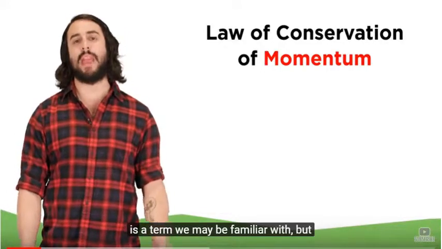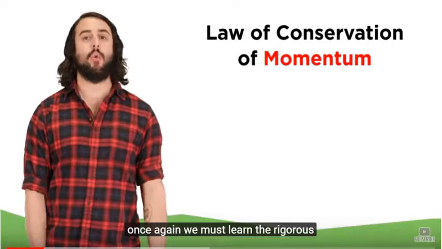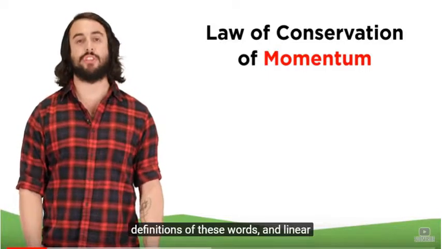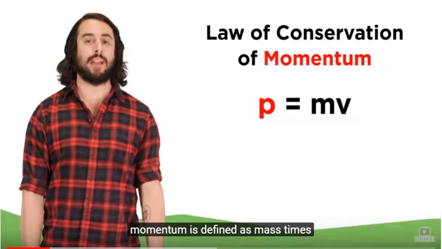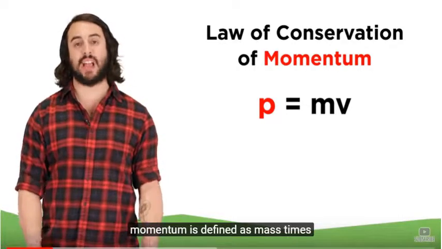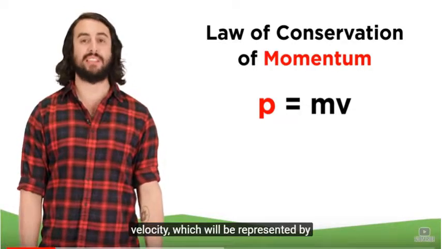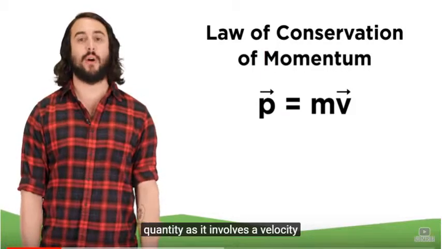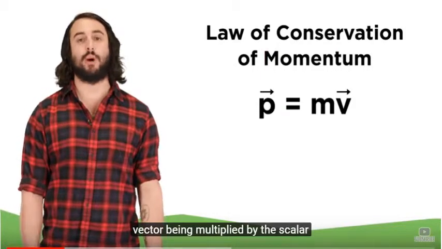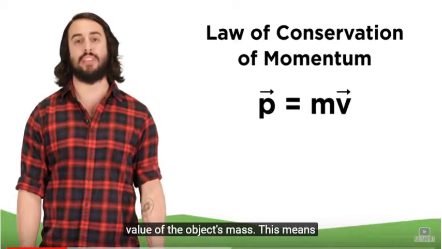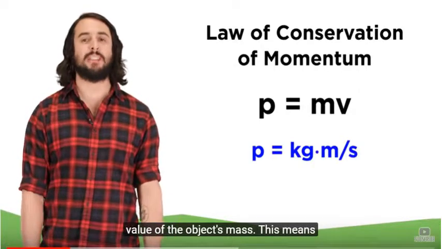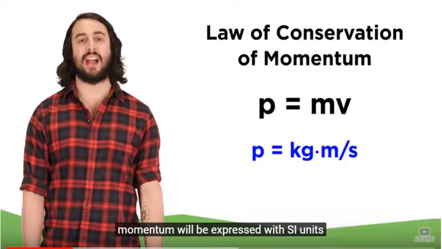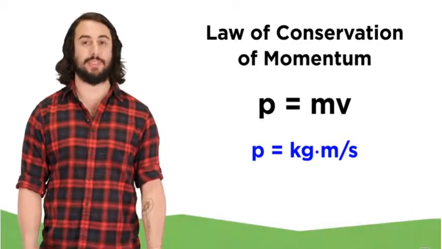Momentum is a term we may be familiar with, but once again, we must learn the rigorous definitions of these words. Linear momentum is defined as mass times velocity, which will be represented by the letter P. Momentum is a vector quantity, as it involves a velocity vector being multiplied by the scalar value of the object's mass. This means momentum will be expressed with SI units of kilogram meters per second.